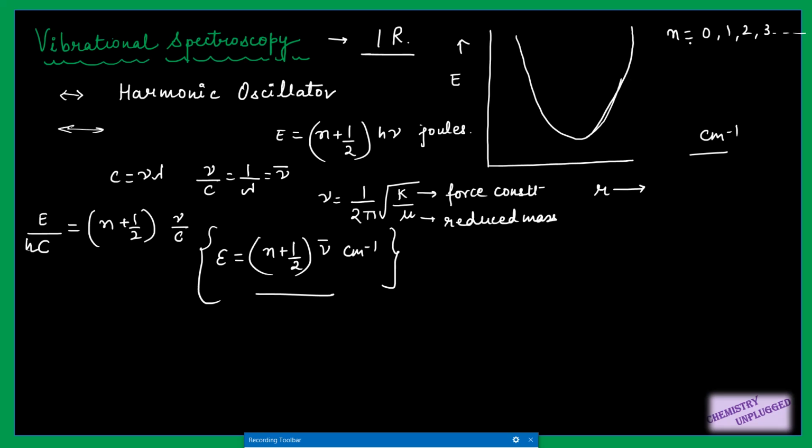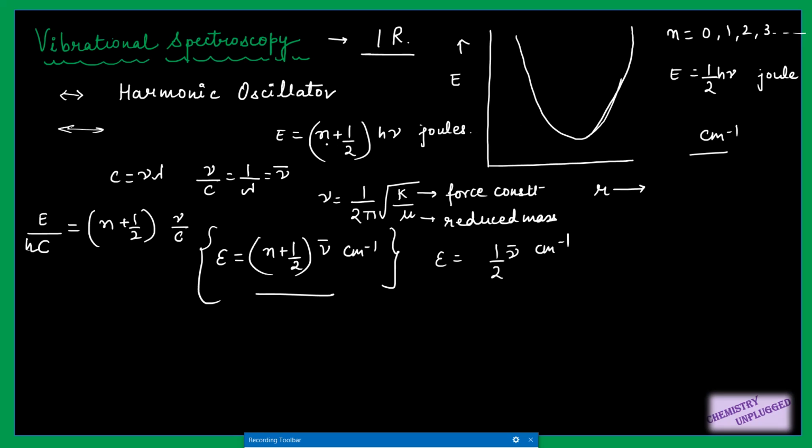So zero point energy means when n is equal to 0, at the ground state, this energy becomes E is equal to half h nu. This is called the zero point energy, in terms of joules, right? And if you want to find this energy in terms of centimeter inverse, it will become 1 by 2 nu bar. This is the zero point energy in terms of centimeter inverse.